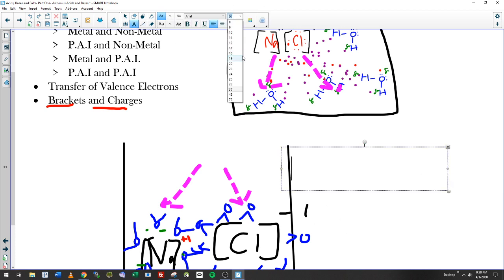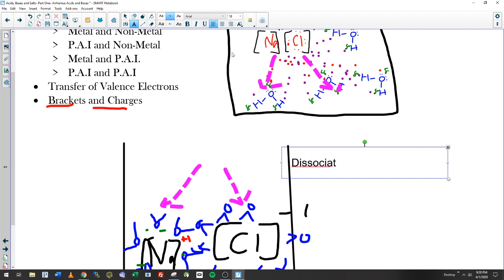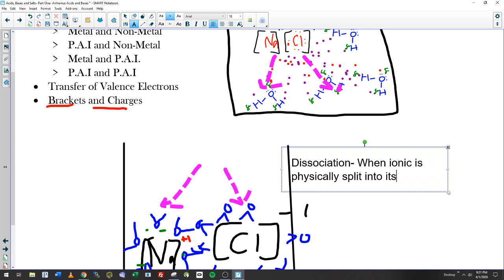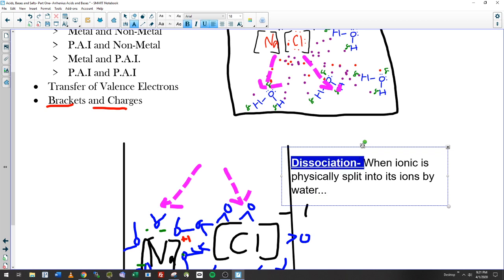So I'm going to shrink this down. This is dissociation. When an ionic substance is physically split into its ions by water. And this is kind of where I left you the other day when we were still in class. We just talked about dissociation.